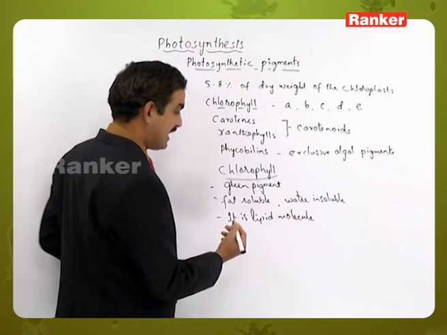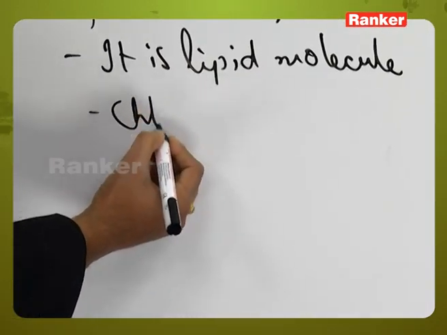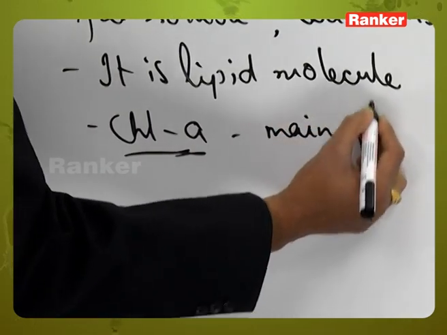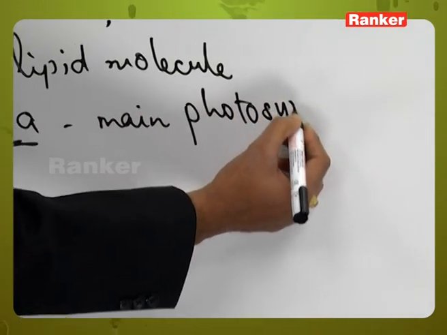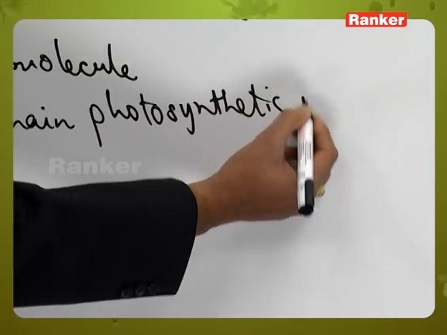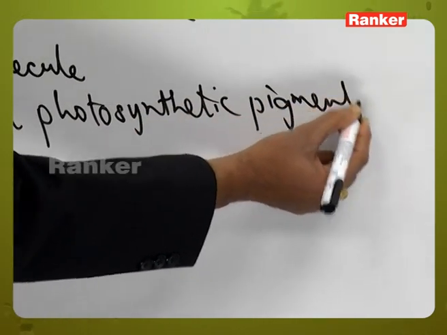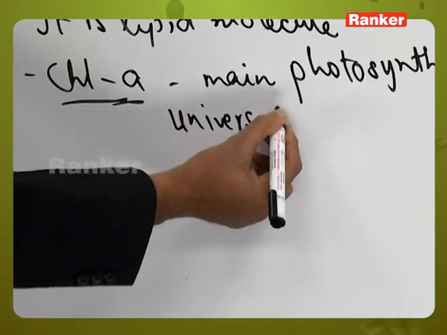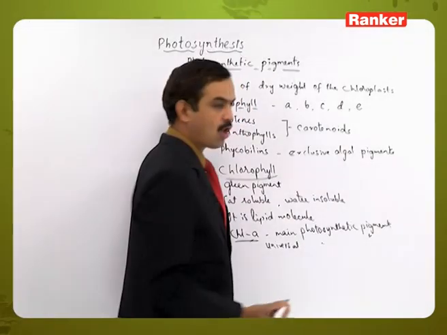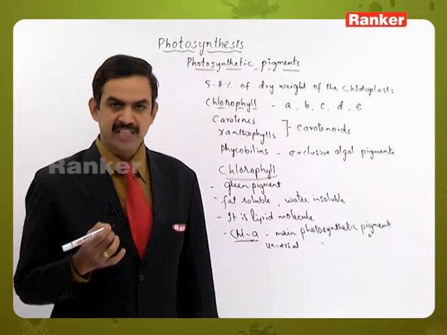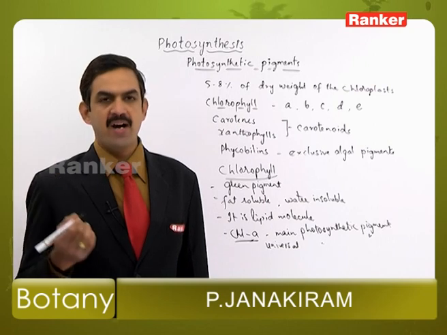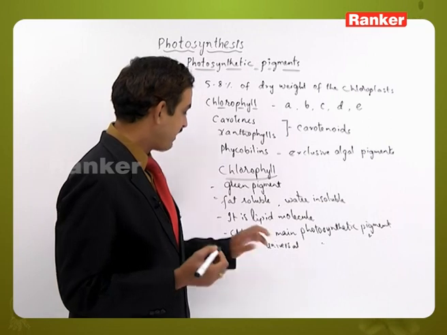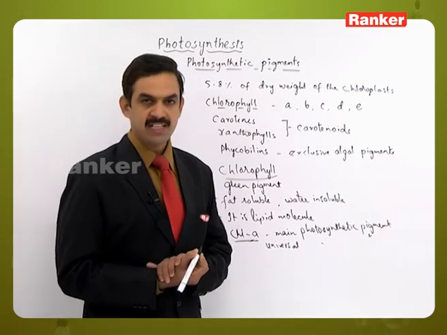Of them, chlorophyll A is considered to be the main photosynthetic pigment, and it is also considered a universal photosynthetic pigment. Why? Because it is present in all green plants, including algae, bryophytes, pteridophytes, gymnosperms, and also in the angiosperms. That's why we consider it a universal photosynthetic pigment.